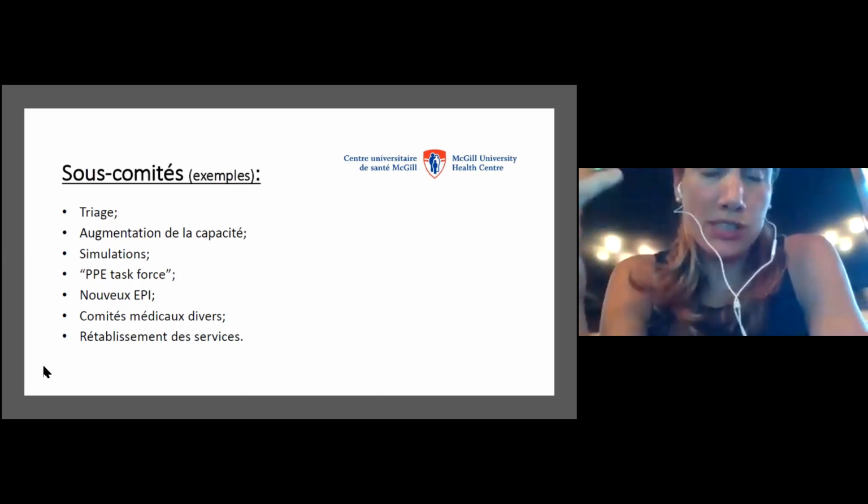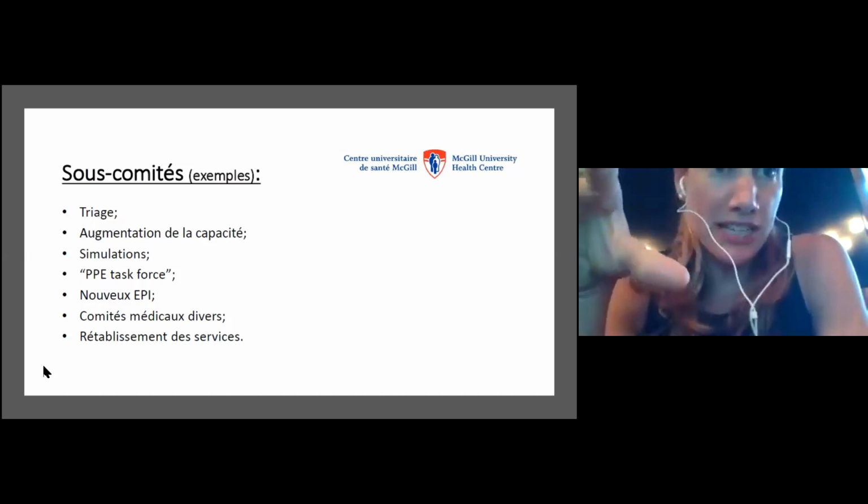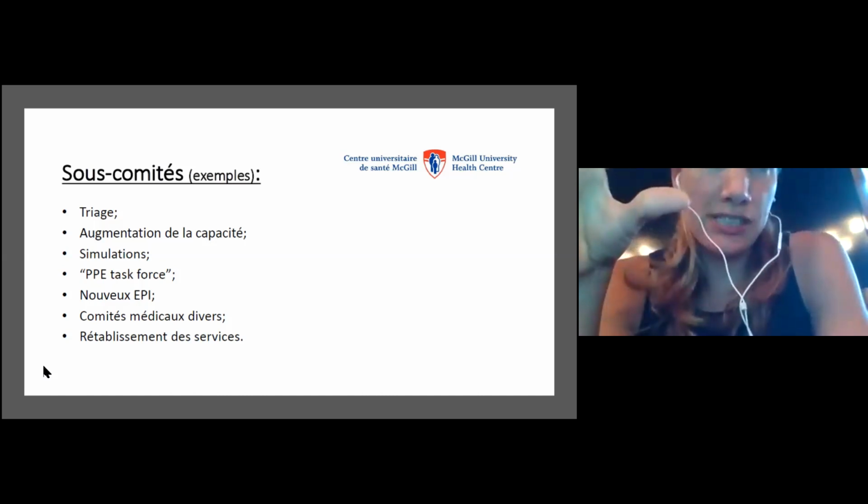And also protocols. Initially, protocols were not centralized in one area. Finally, they put everything on the intranet. So that was a good decision.